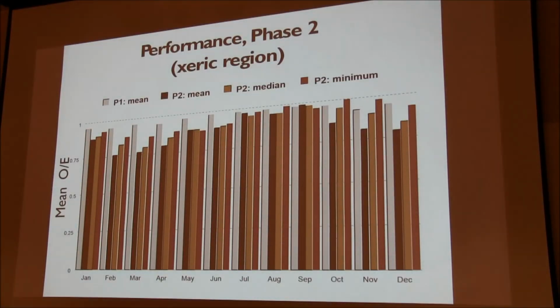In terms of performance, and this is for just the xeric region only, the first bar is the phase 1 mean monthly flow, again, mean O over E on the y-axis, months on the x-axis. And then in phase 2, looking at mean, minimum, and median values here. By and large, we did pretty well, not as well as we did in the first effort, but there's a kind of trade-off between model performance and the spatial network that you're trying to cover. So that just gives you a sense of that.